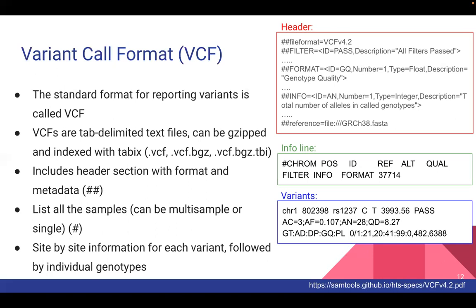Genotype GQ stands for genotype quality, which is the difference between the most likely genotype and the next most likely genotype. A score of 99 means the caller is very confident in this call. Next slide.